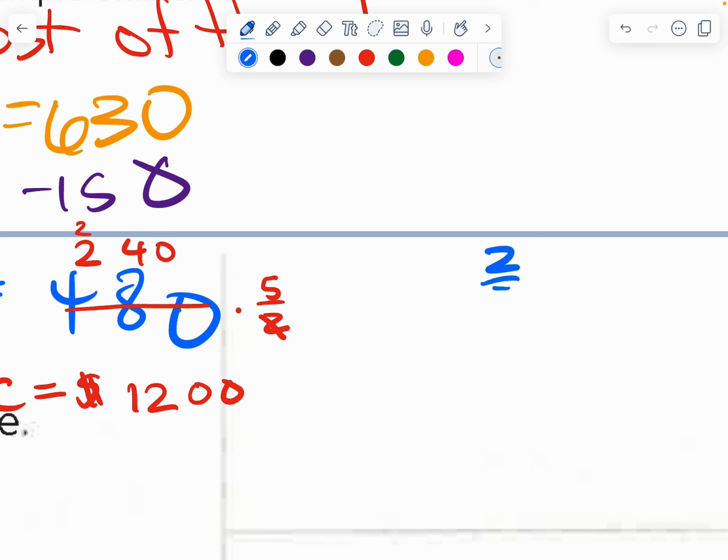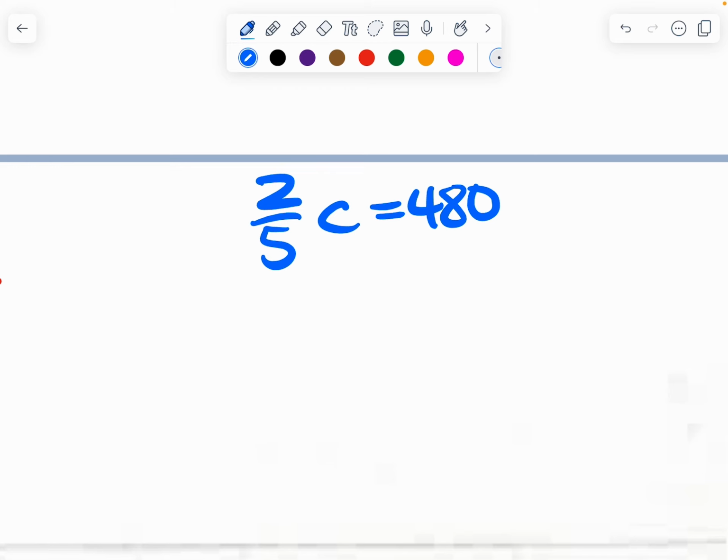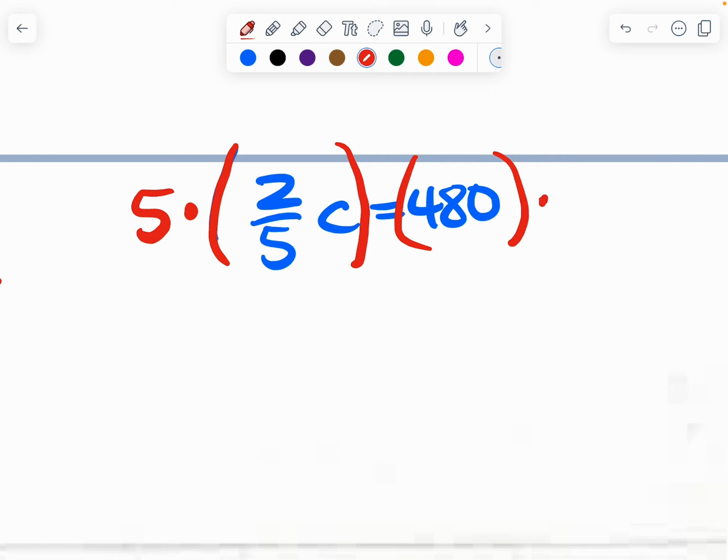Now there are some of you, when you look at that, you really don't like those fractions. So I'm going to show you another way to do it. If you really don't like those fractions, we can get rid of that fraction. Just like we did on one of the other problems, this has a denominator of 5. I'm going to get rid of that denominator, and I'm going to multiply both sides of the equal sign by 5. So when I do that, this 5 cancels with this 5.